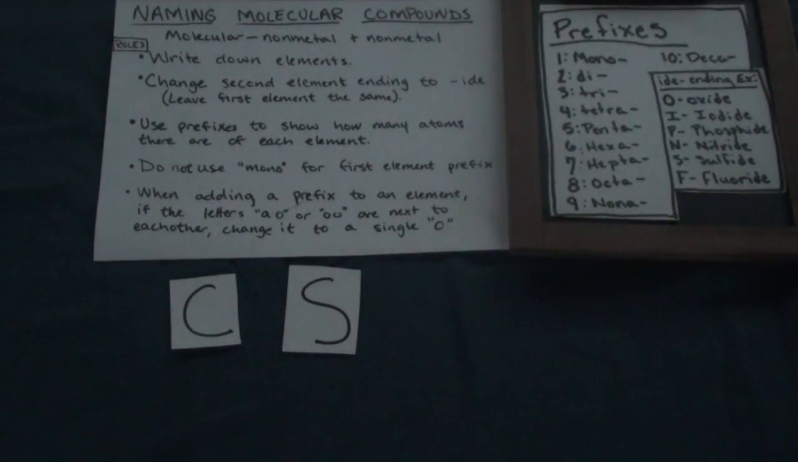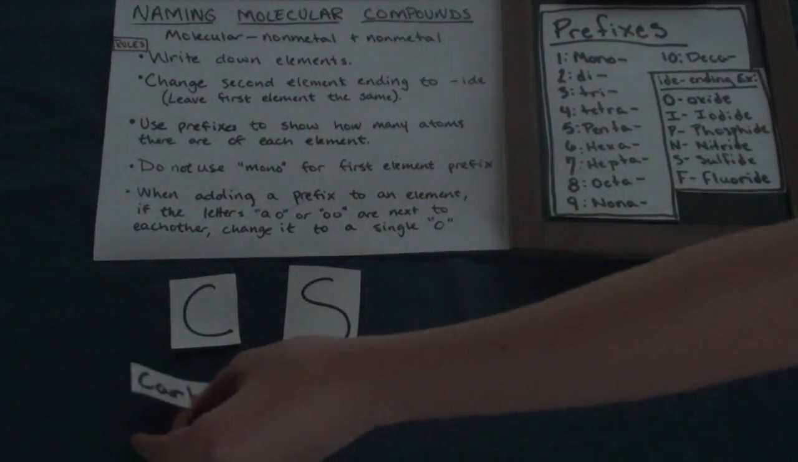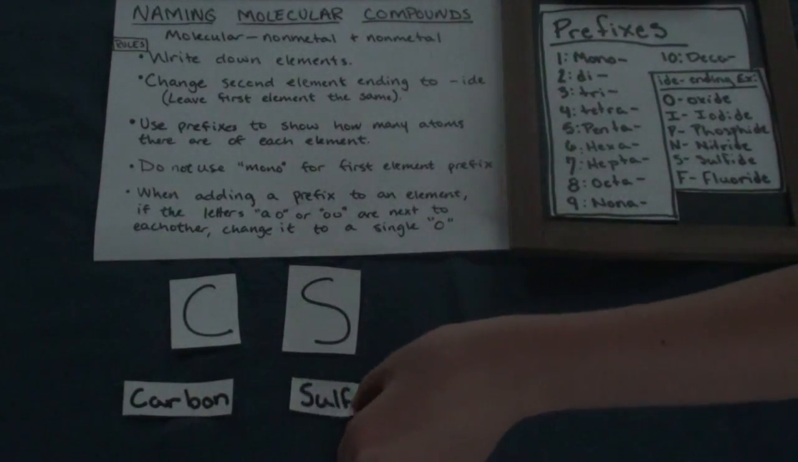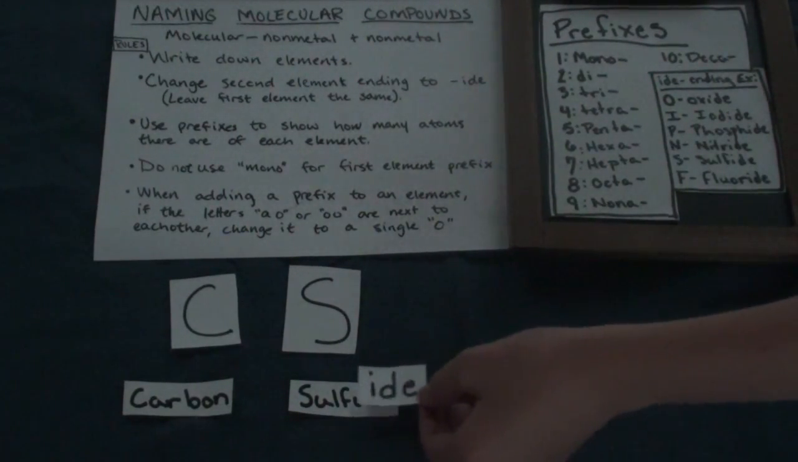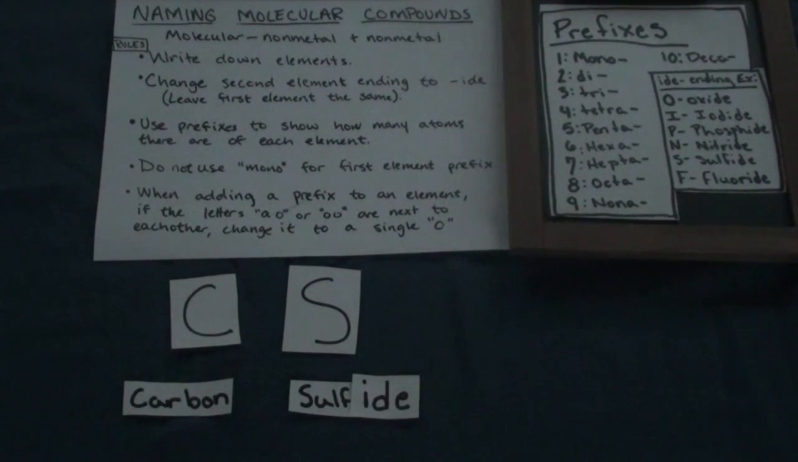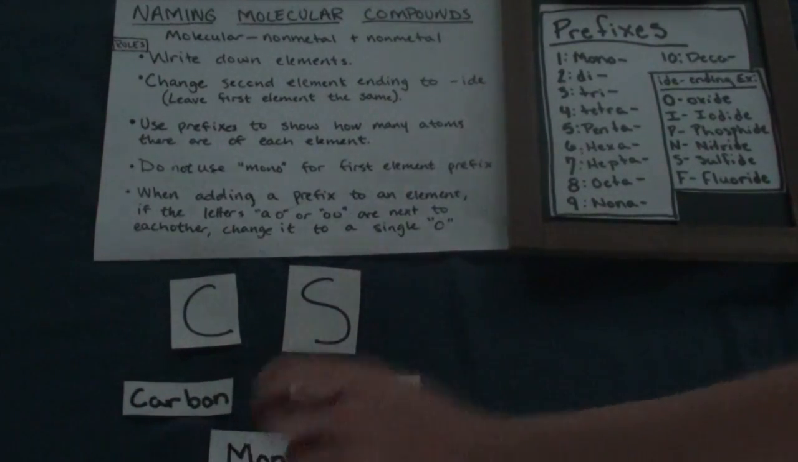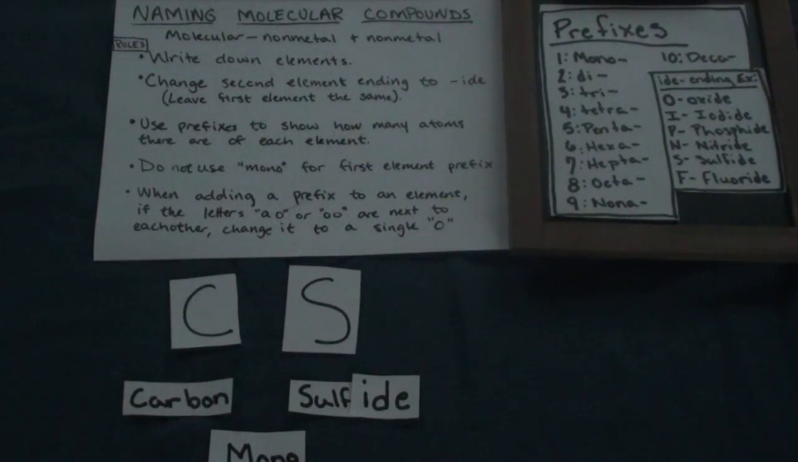This rule is to not use mono for the first element prefix. For this equation, we have CS, carbon sulfur. We need to add the IDE ending, carbon sulfide, and now add the prefixes. Since there is only 1 carbon, we don't need to add a prefix. Since there is 1 sulfur, we add a prefix to that one. It becomes mono. So this equation is carbon monosulfide.